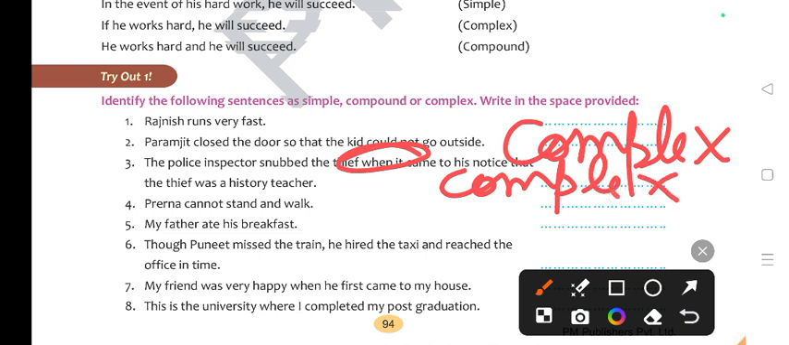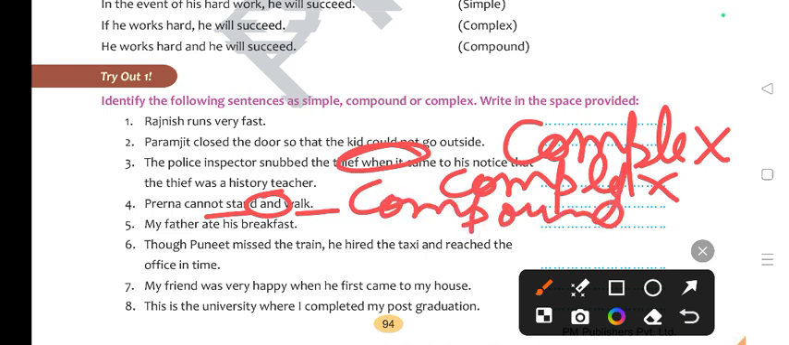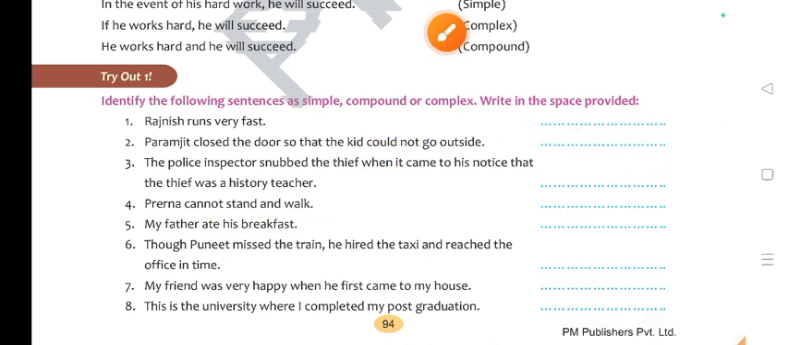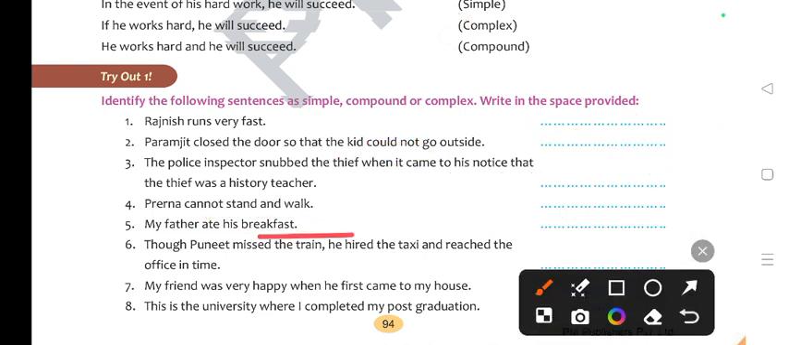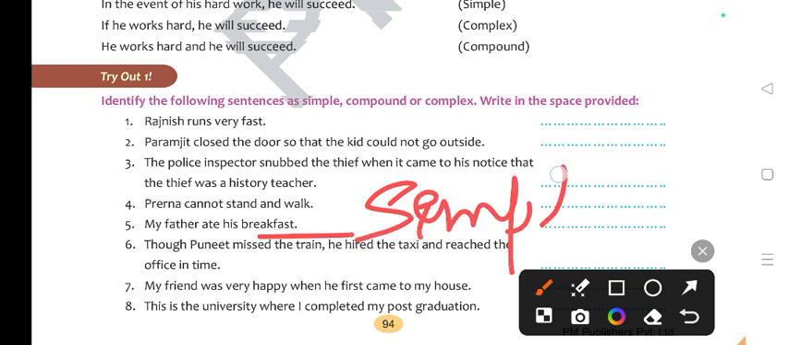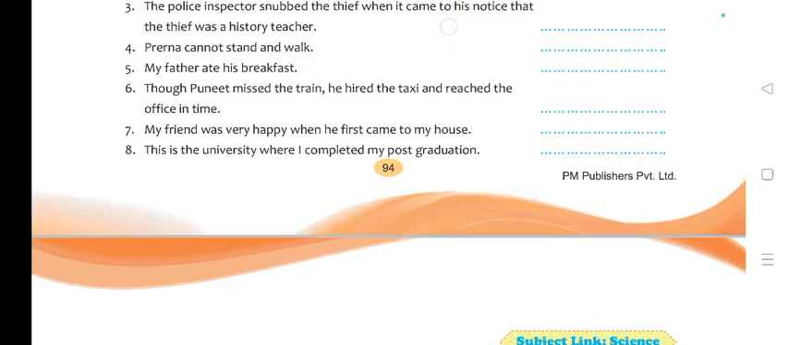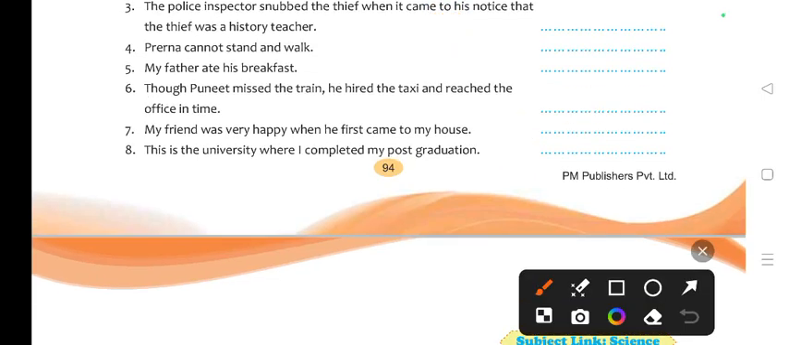Now प्रेरणा cannot stand and walk. अब stand and walk जुड़ रहा है by using and. So this is an example of compound. Okay, now look at this. My father ate his breakfast. Simple sentence, कोई independent or dependent clause नहीं है. So this is an example of simple sentence. Now look at this. Though Puneet missed the train, he hired the taxi and reached the office in time. Though. So this is an example of complex.